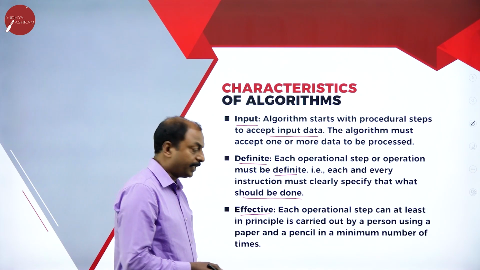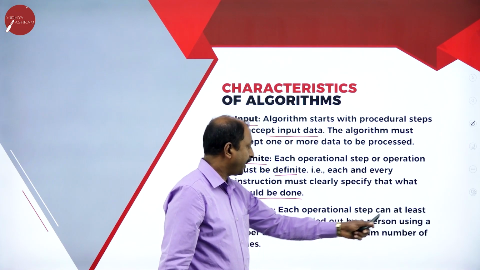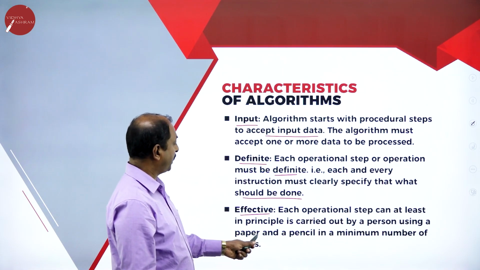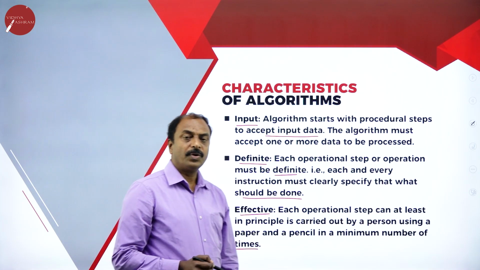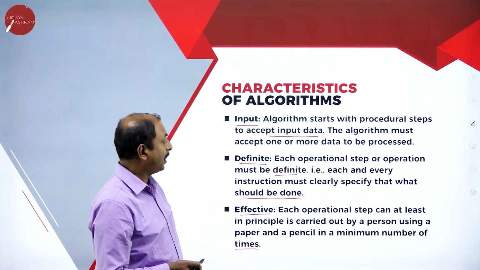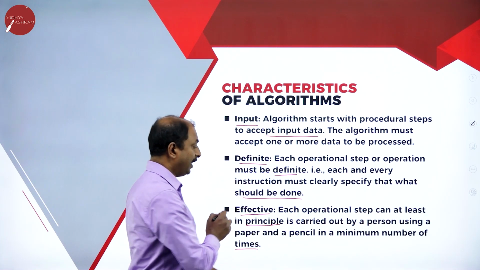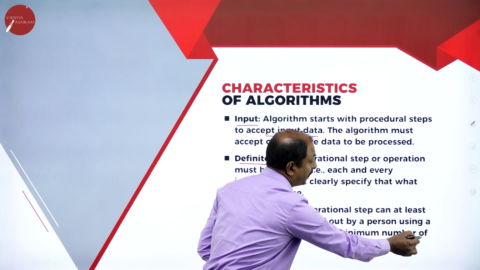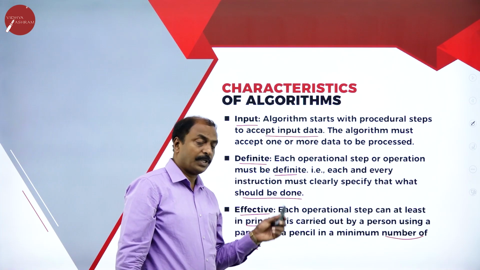So next point is effective. What is effective? Each operational step can, at least in principle, be carried out by a person using paper and pencil in a minimum number of times. I mean, before writing an algorithm, the programmer must have practice, and has to write the statements or instructions in principle, as per its syntax, as well as write it a number of times for an effective algorithm. So that is the meaning of effective.